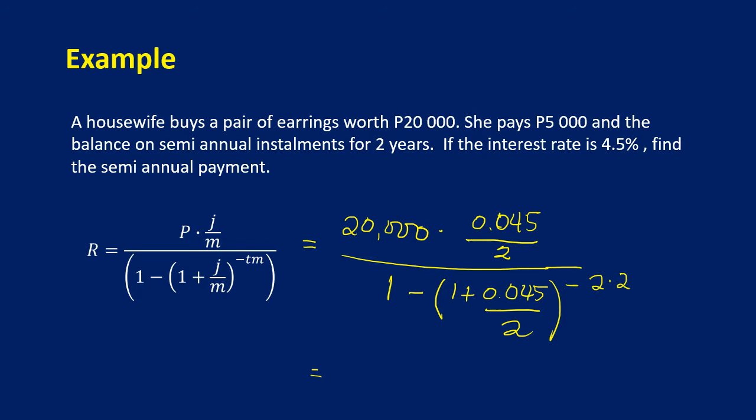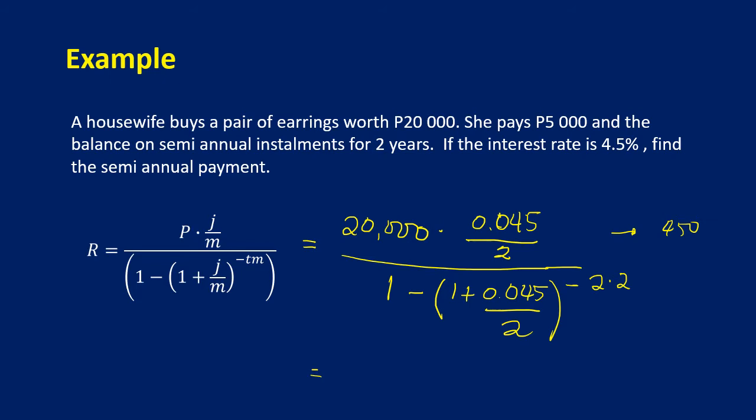Okay, so let us compute 20,000 times 0.045 divided by 2. That is 450. That answer, you divide it by 1 minus 1 plus 0.045 over 2 quantity raised to negative 4.